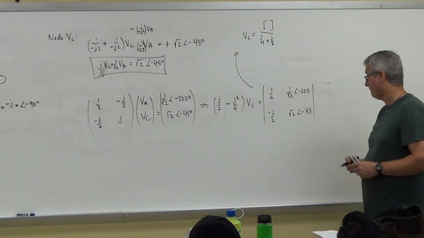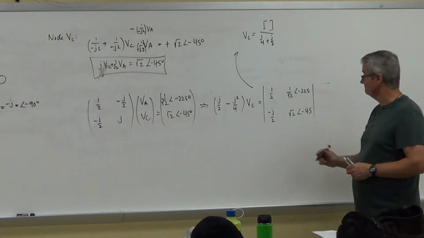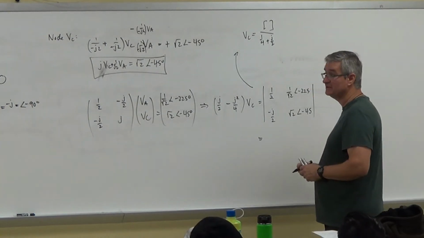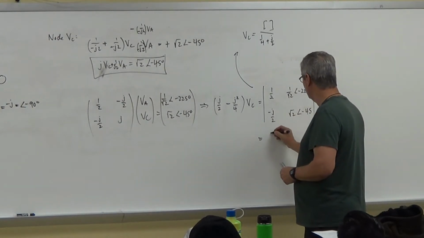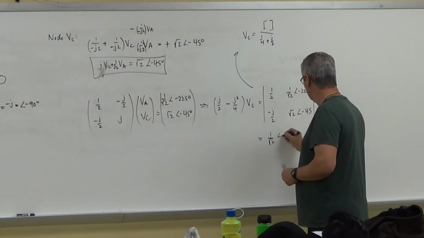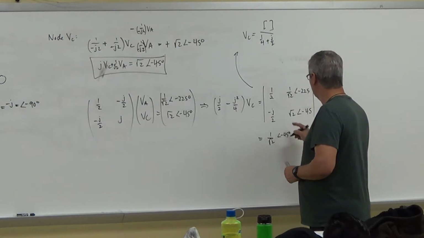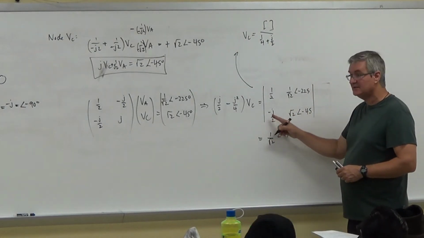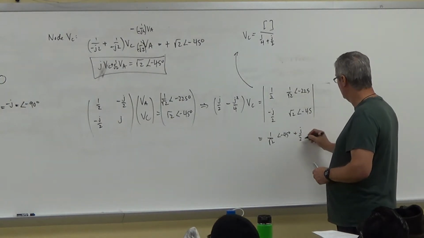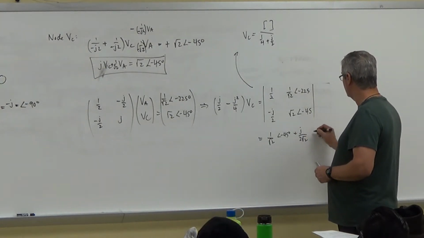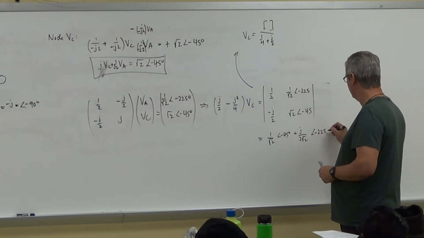Okay. So if I do this, this is where I just punched it into my calculator. I want 1/2, which would give me 1 over the square root of 2 at 45. Minus minus, that's a plus then. So I get plus j over 2 square root of 2 times the angle 225.